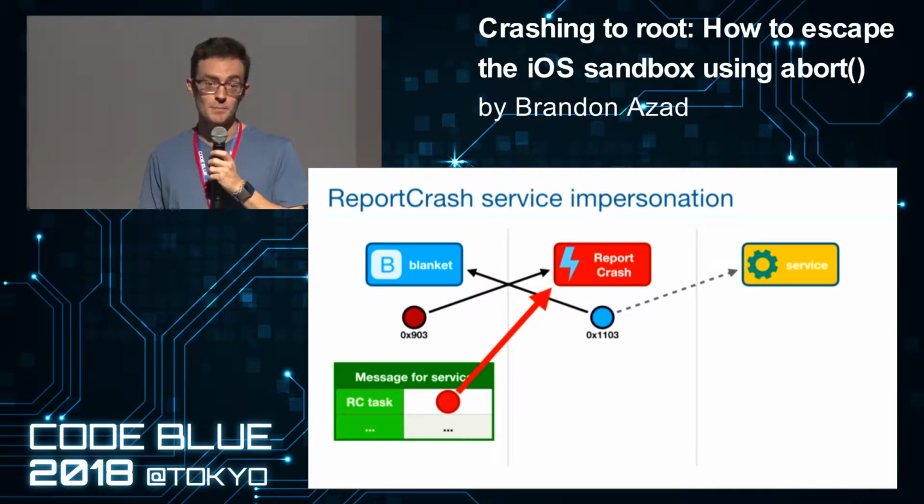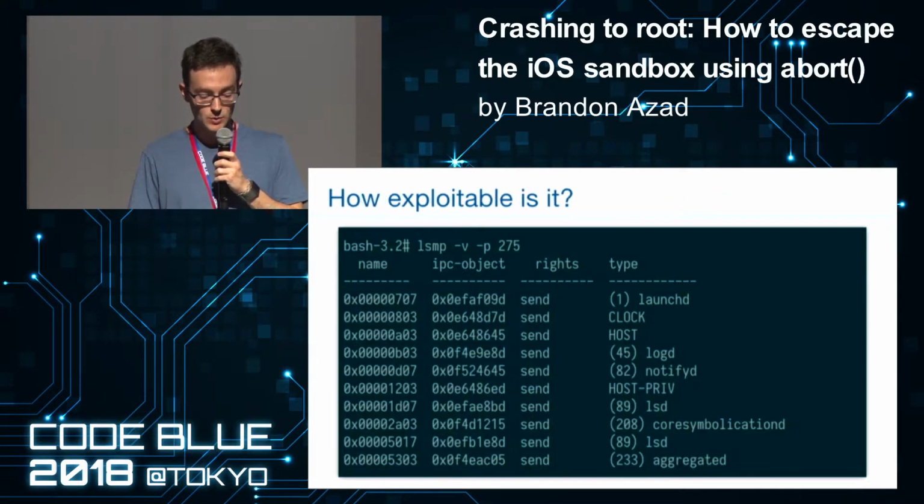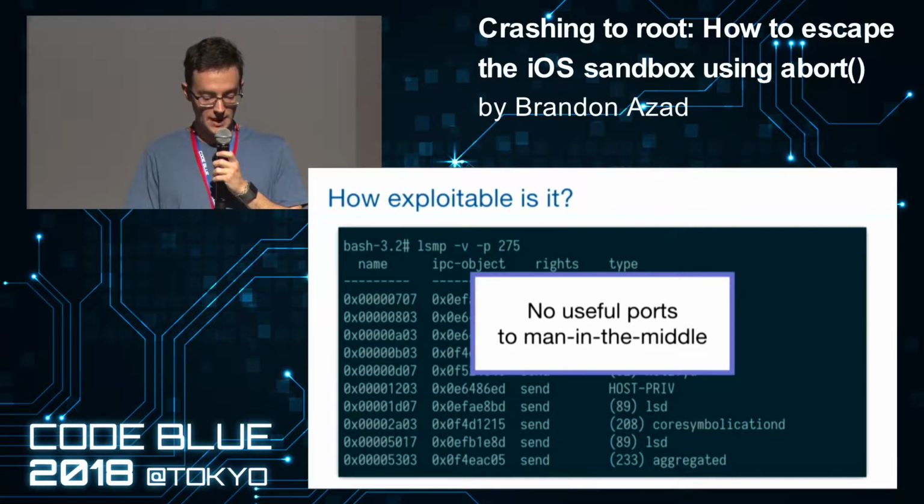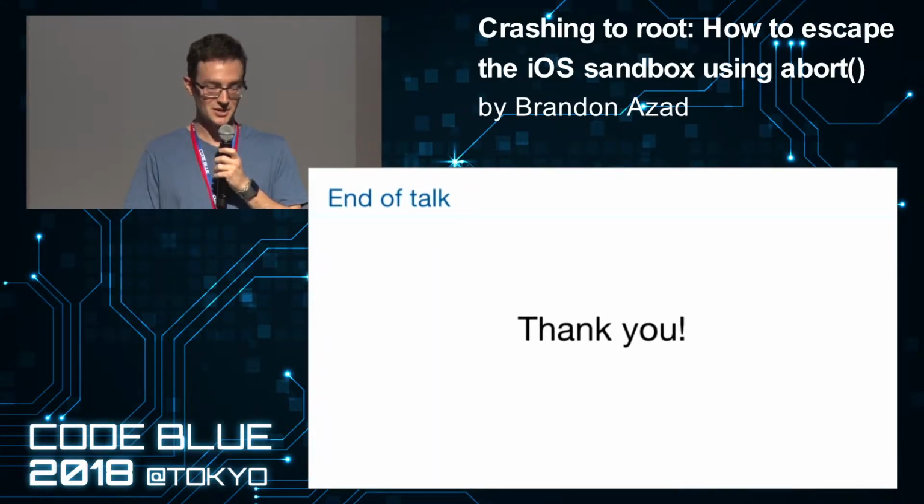Now, this is a very powerful attack, but exploitation depends on being able to find a useful service to man in the middle. And if we list out the Mach ports used by reportcrash, there really aren't any useful targets. So at this point, I had a vulnerability, but nothing useful to do with it. So I gave up. That's it. Thank you.